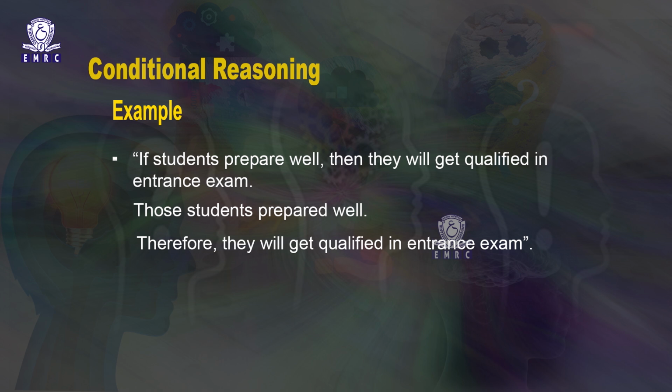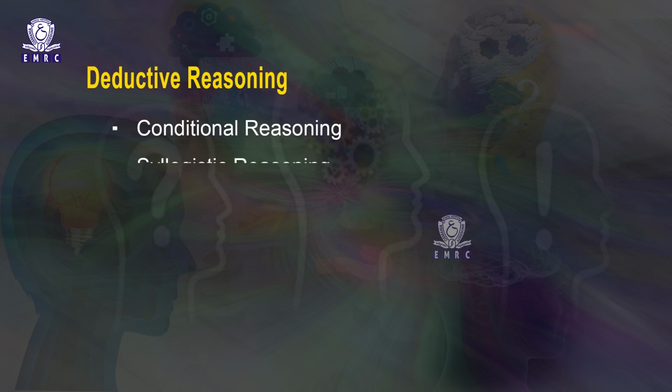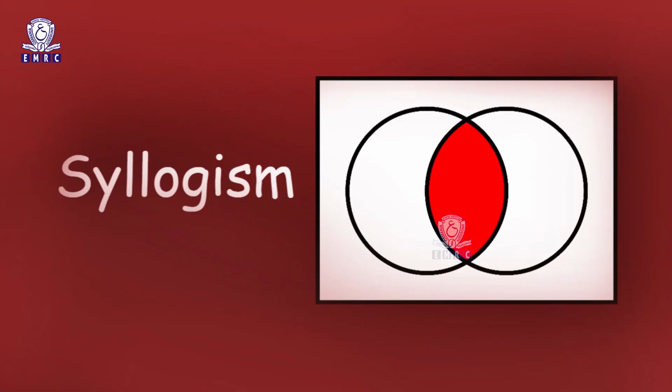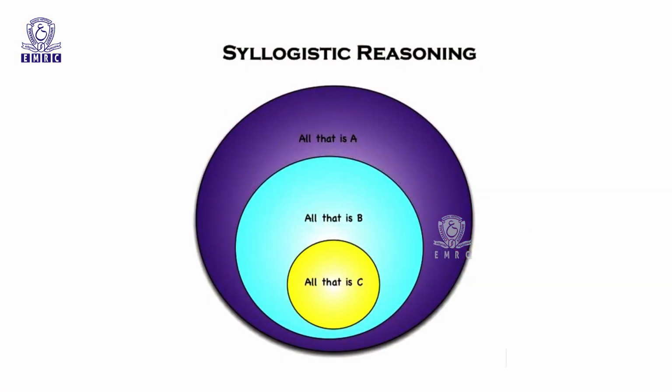Then the conclusion will be, therefore, they will get qualified in the entrance exam. Now, let us discuss the second type, that is syllogistic reasoning. The other type of deductive reasoning is based on the use of syllogisms. Syllogisms are deductive arguments that involve drawing conclusions from two premises. All syllogisms consist of a major premise and a minor premise and then a conclusion.